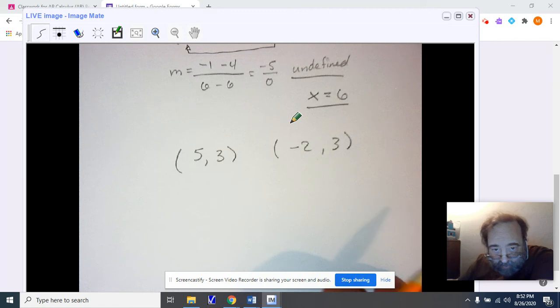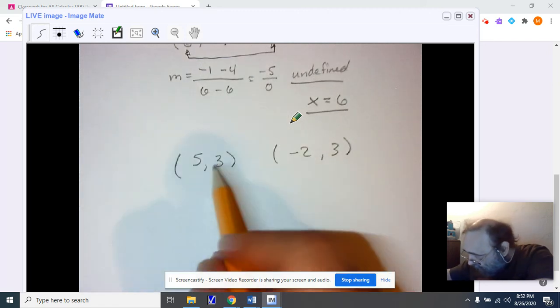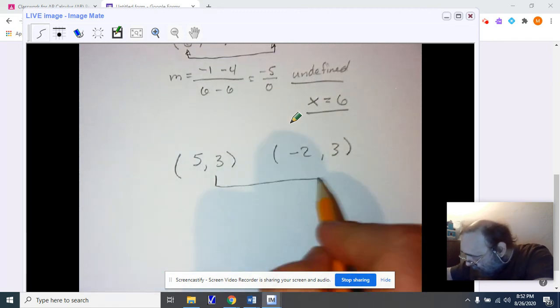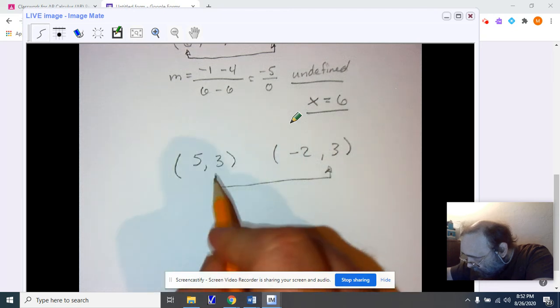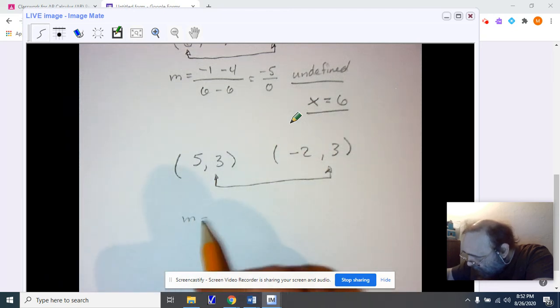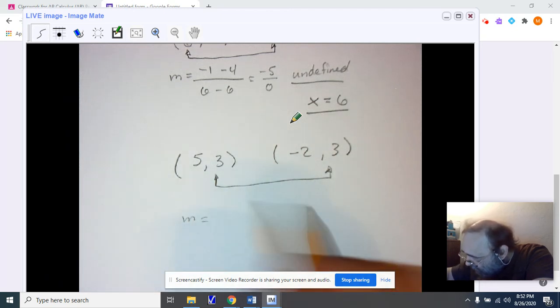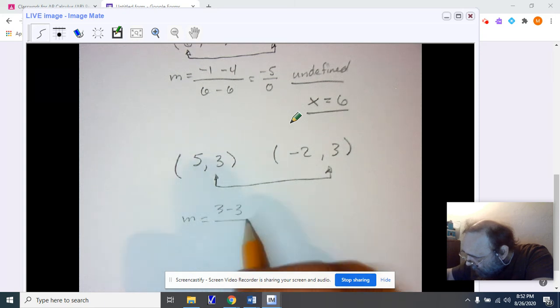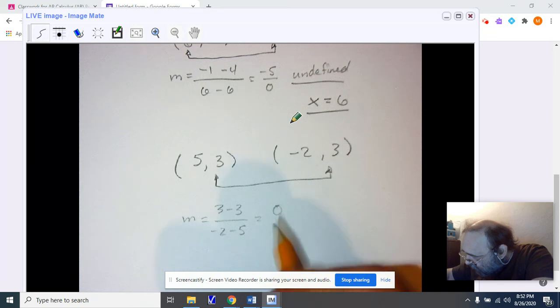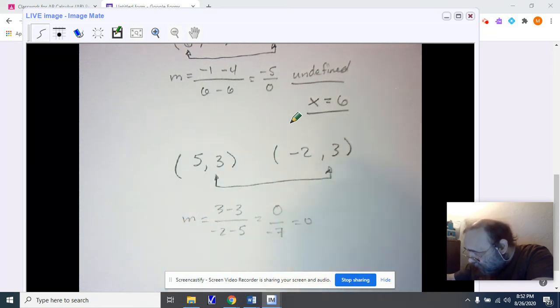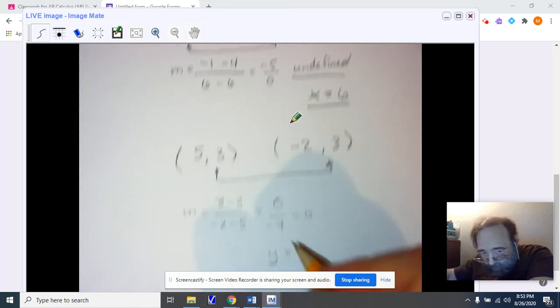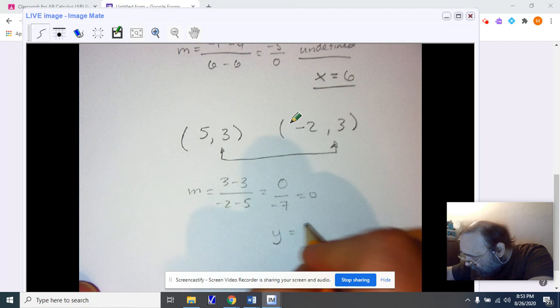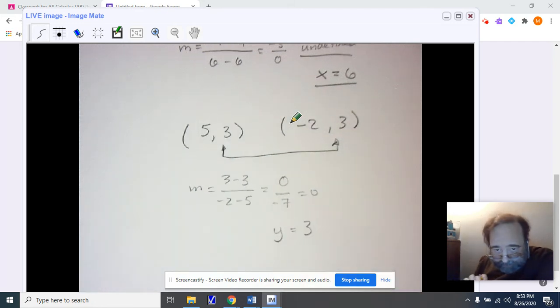Notice in this next group of points, now we have a y value that doesn't change. I can still work with the slope formula. So I can still work with m, taking the 3 minus 3 over -2 minus 5, 0 over -7, and that's a slope of 0. We also know that because the y value doesn't change, it is y equals 3, and that is my equation.